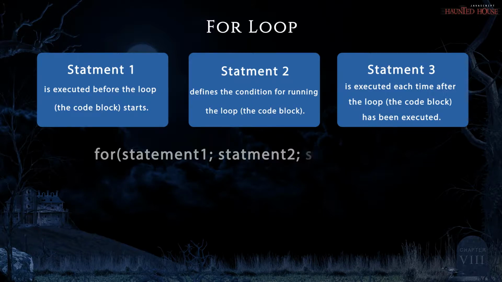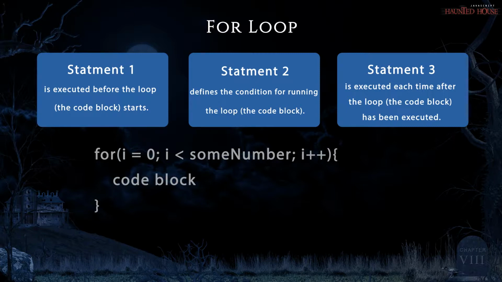The Statement 1 is typically used to start the loop variable. The Statement 2 is commonly used to evaluate a condition to execute the loop. And finally, Statement 3 is typically used to increase the initial variable. It may sound complicated, but it's not. Let's see how it works in practice.